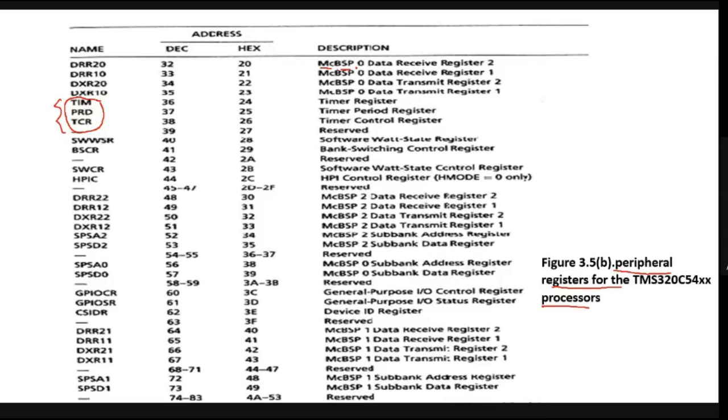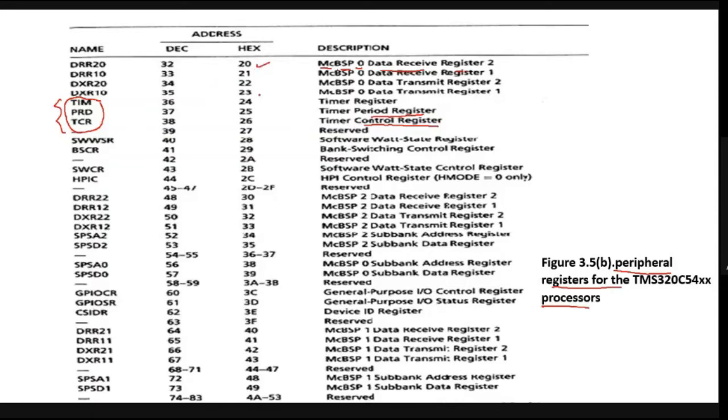DRR stands for data receive register 2 and data receive register 1. DXR stands for data transmit register 2 and data transmit register 1. And TIM is the timer register, TRD is the timer period register, and TCR is the timer control register. We have timer as a special topic, and we'll discuss these things again. And with 1FH we completed the memory mapped registers.